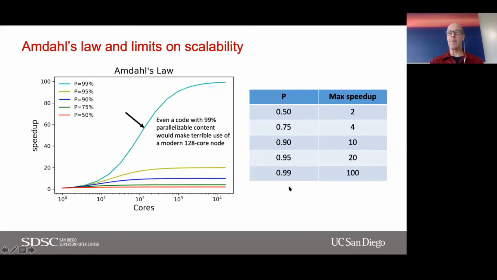Now, if we go one step further, let's consider code with 99% parallel content. And you're thinking, wow, that's pretty good. I was able to parallelize 99% of the code. Even with that 1% serial content, your maximum speed up is going to be limited to 100x.